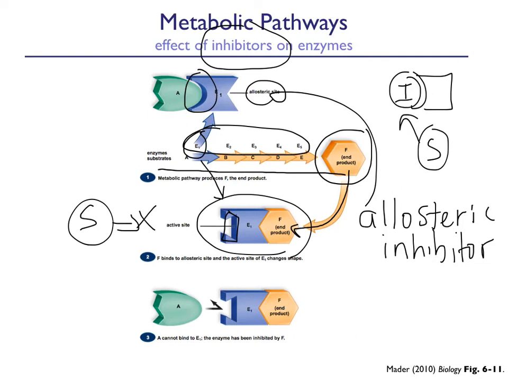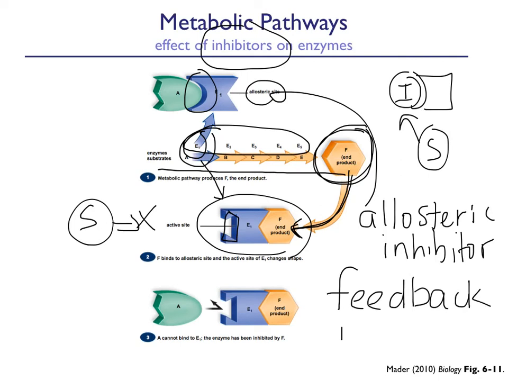Why would that be advantageous in a cell? So you have a cell that's busy making product F. Suddenly it has enough product F in the cell. It doesn't need to continue putting energy into making product F anymore. By having product F be the inhibitor to the very beginning of the reaction, once there's enough F in the cell, it can turn off the pathway. So the cell has a way to regulate that pathway quite easily. This is an example of feedback inhibition.